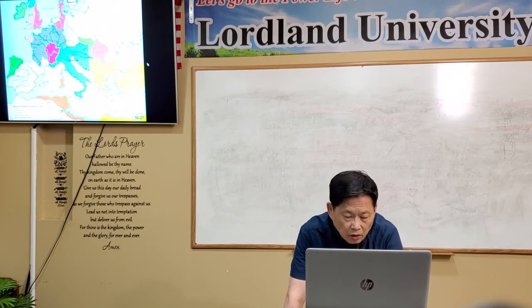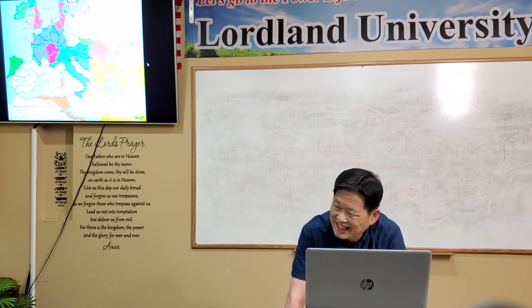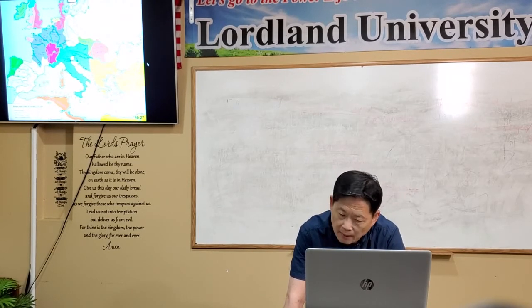This map shows Europe at the death of Justinian's wife, Empress Theodora, era.